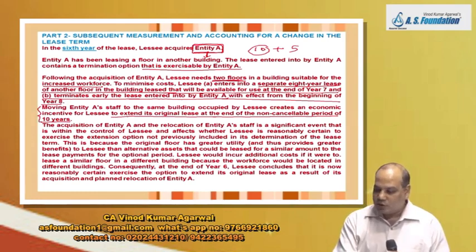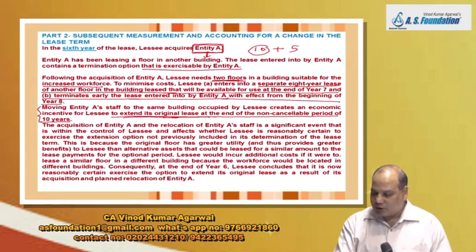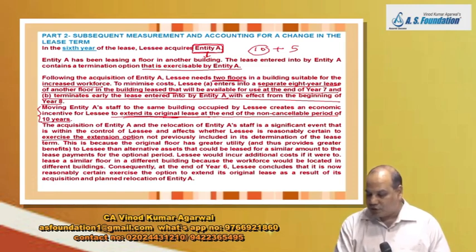I have an option to extend the original lease after 10 years. The acquisition of entity A and the relocation of entity A staff is a significant event that is within the control of the lessee and affects whether lessee is reasonably certain to exercise the extension option not previously included in the determination of the lease term.